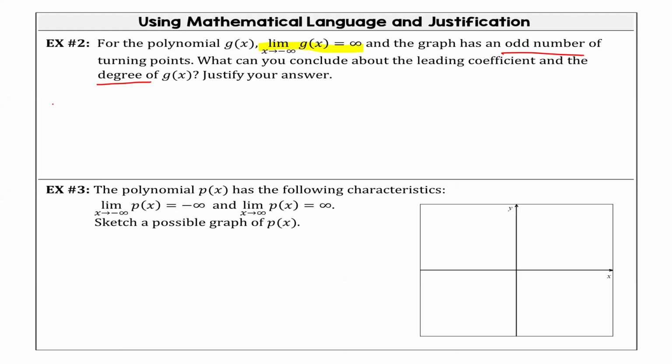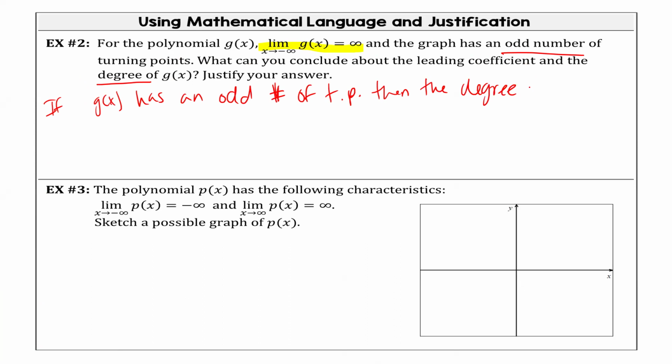So how can I write this? If g of x has an odd number, that's the number, the pound symbol of turning points. I'm going to write TPs if you don't mind. Then the degree is even. Degree will be even. And why is the degree even? N plus one, exactly. It's going to be the reverse of it.